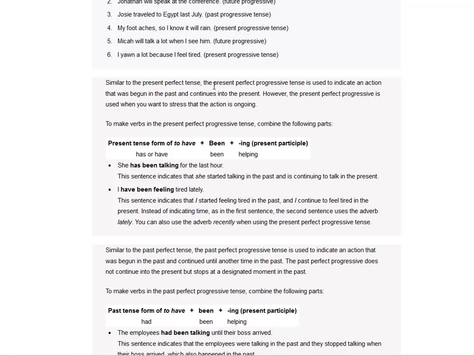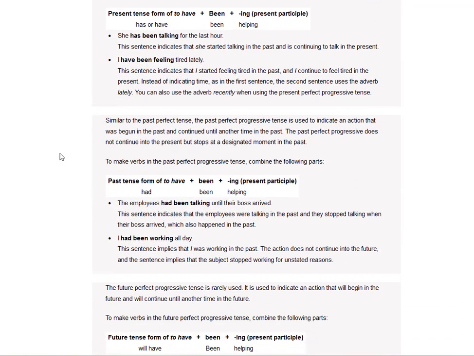Similar to the past perfect tense, the past perfect progressive tense is used to indicate an action that began in the past and continued into another time in the past. The past perfect progressive does not continue into the present, but stops at a designated moment in the past. The employees had been talking until their boss arrived. This sentence indicates that the employees were talking in the past and they stopped talking when their boss arrived.